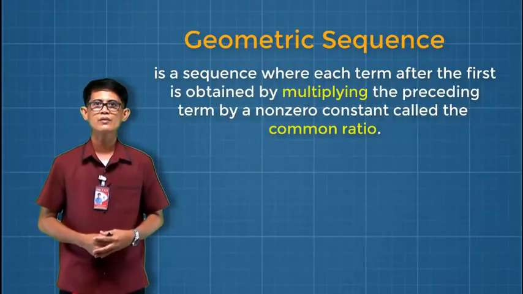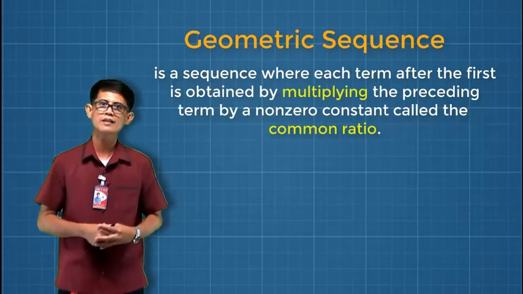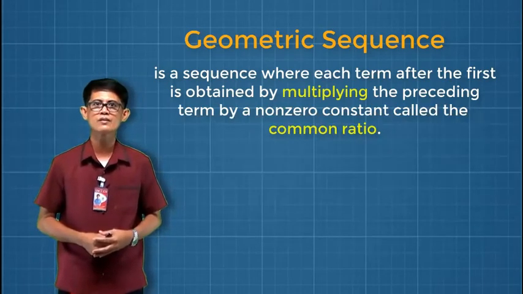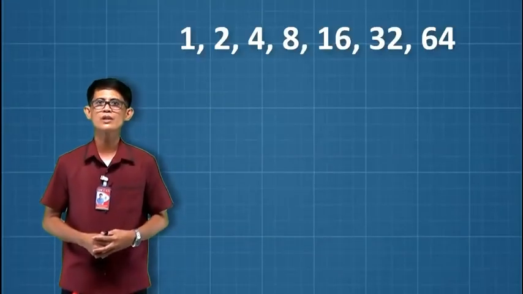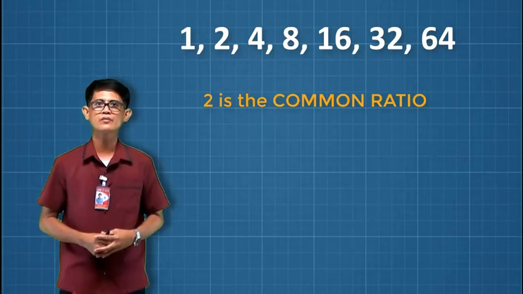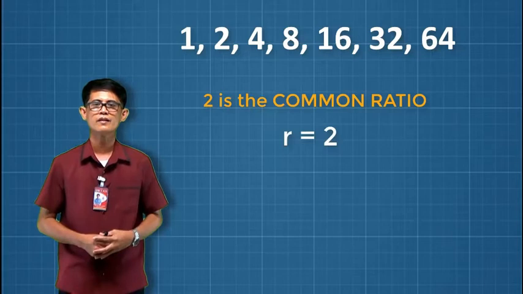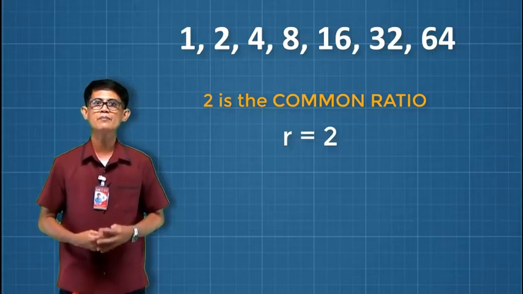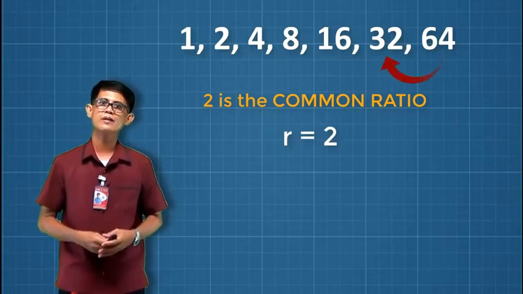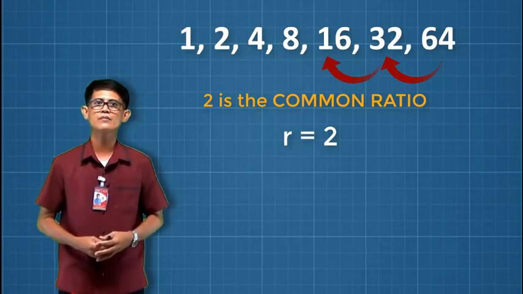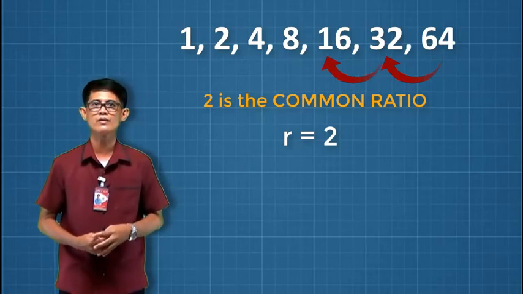So by definition, a geometric sequence is a sequence where each term after the first is obtained by multiplying the preceding term by a non-zero constant called the common ratio. The constant number 2 that we multiply is called the common ratio and is represented by the small letter r. And we can simply get this by moving backward. 64 divided by 32 equals 2. 32 divided by 16 is also 2, and so on.